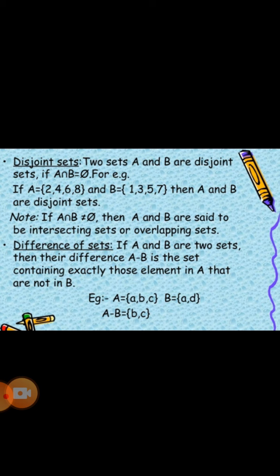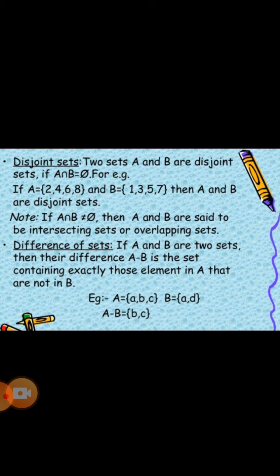Next we discuss difference of sets. If A and B are two sets, then their difference A minus B is a set containing exactly those elements in A that are not in B. Here we have an example of difference of sets. The operation of difference of two sets is similar to the subtraction of numbers. In set A we have three letters a, b, c, and in set B we have two letters a, d. The difference of these sets is equal to {b, c}.